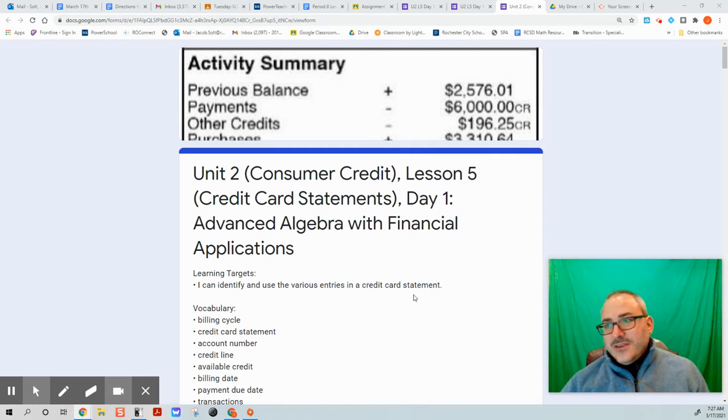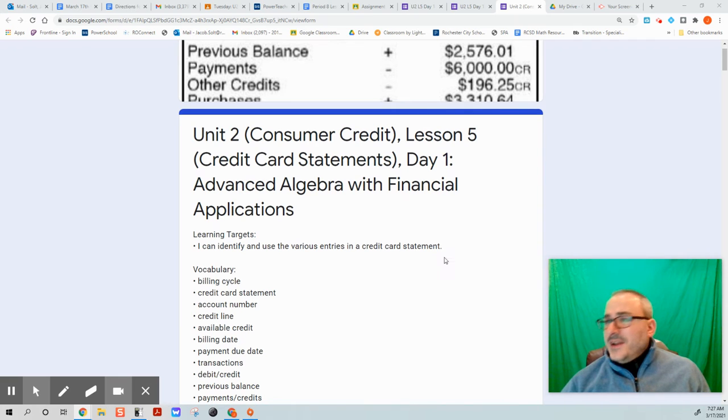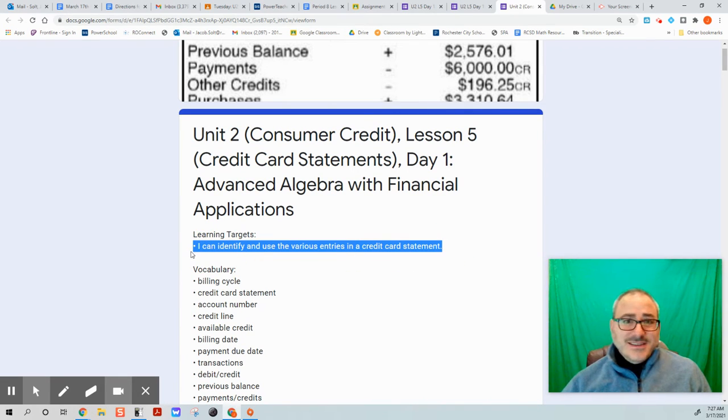So we're learning new stuff today, new learning targets, all that kind of good stuff. There's only 3 days to this lesson, and then after that, we're done with unit two, consumer credit, and we're moving on probably to automotive ownership. So here's your learning target today.